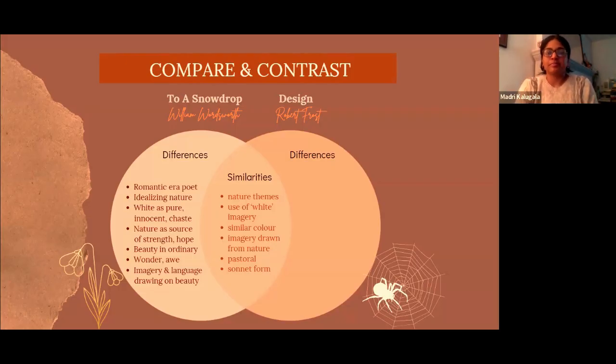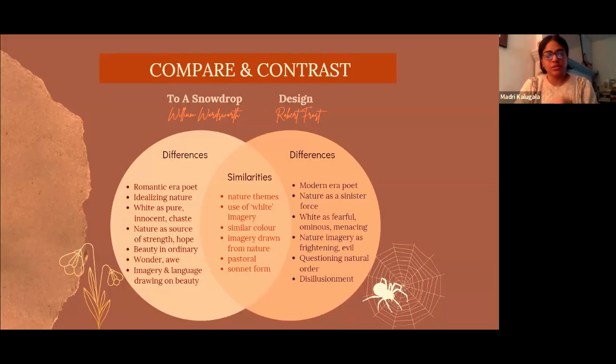Okay, so Design. Quickly think about the differences. Modern era poet, nature is sinister, white is suddenly fearful, menacing, it's very ominous, it's not the sweet, smooth white that we were talking about. Nature imagery suddenly becomes frightening, it's evil. What does all that point to? Questioning the natural order and disillusionment. So quickly you put the points together. That's just to show you how that Venn diagram works, which I'm sure you can do for Richard's Animal Crackers and Siegfried's Suicide in the Trenches. So next time I'll look forward to seeing those and we're going to discuss those, okay?